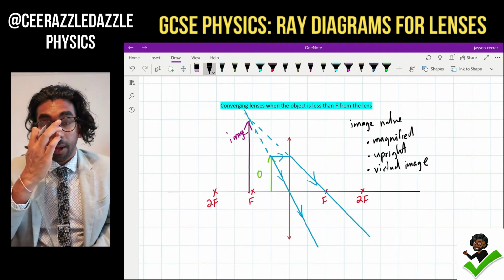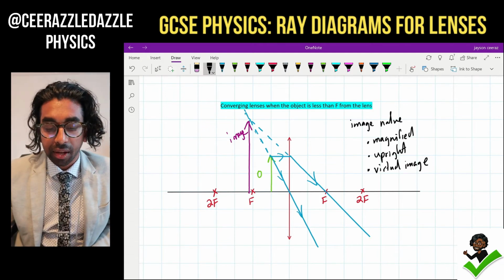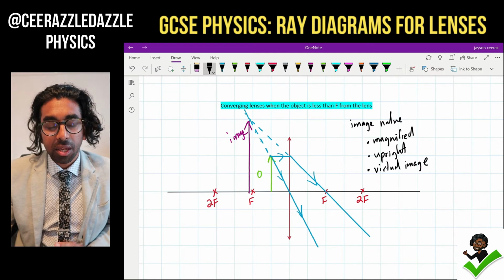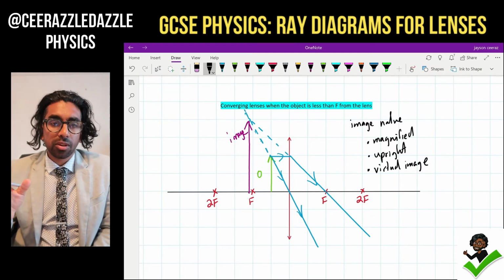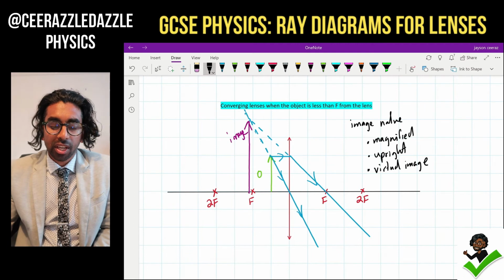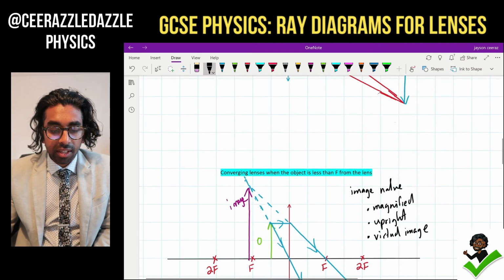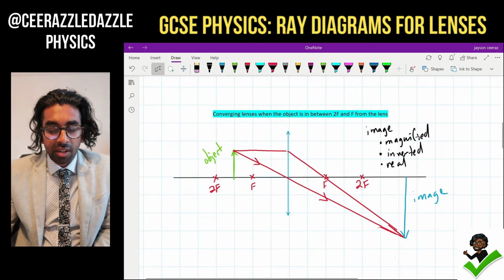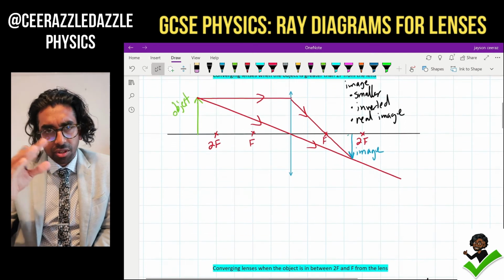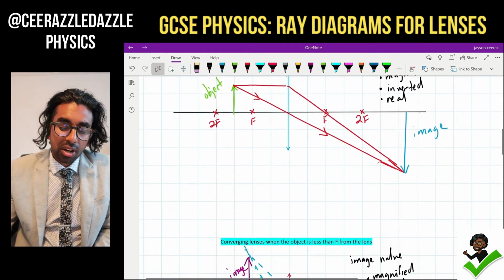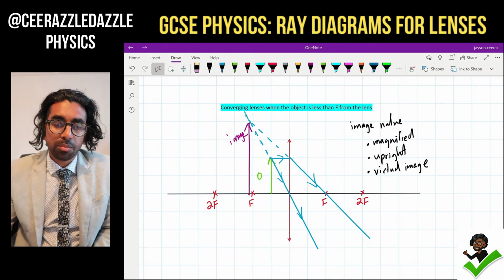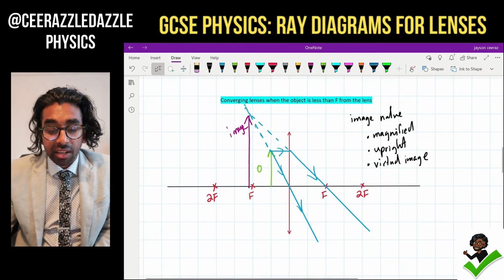Easy stuff. Right, okay, so we've done three of them now, all for converging lenses, but they look slightly different. The reason why they look different is because I'm moving the object to different locations. So that's the third one, that's the second one, that's the first one, but they're still formed in the same way. It's always hard to remember this one because you've got to extrapolate the lines backwards. Okay, what about a diverging lens?